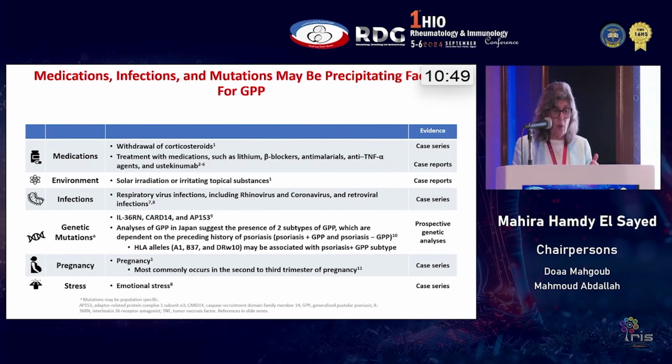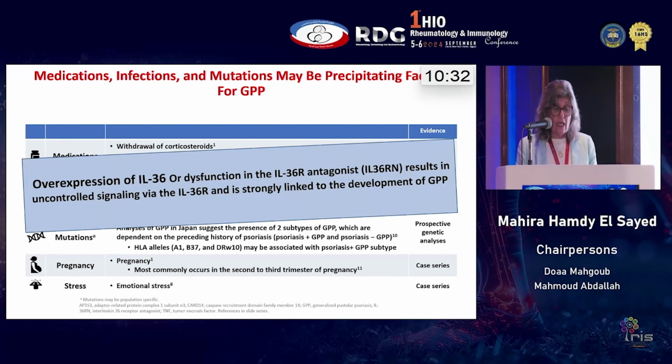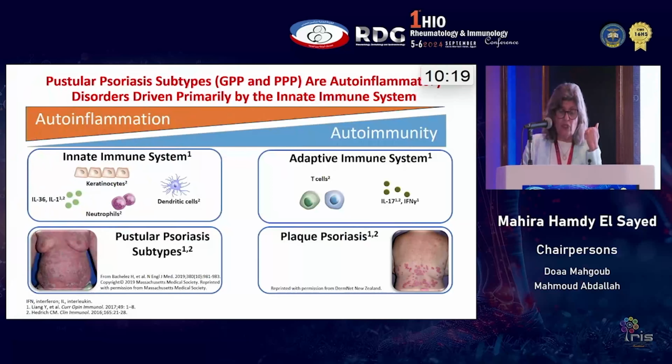Now, very quickly, the disease mechanism: GPP is different from psoriasis. Those are all medications, environment, infection, and genetic mutations, mainly interleukin-36RN, CARD14, and AP1S3. Those are three mutations. All these will cause either overexpression of interleukin-36 or dysfunction in the interleukin-36 receptor antagonist, resulting in uncontrolled signaling linked to the development of GPP.